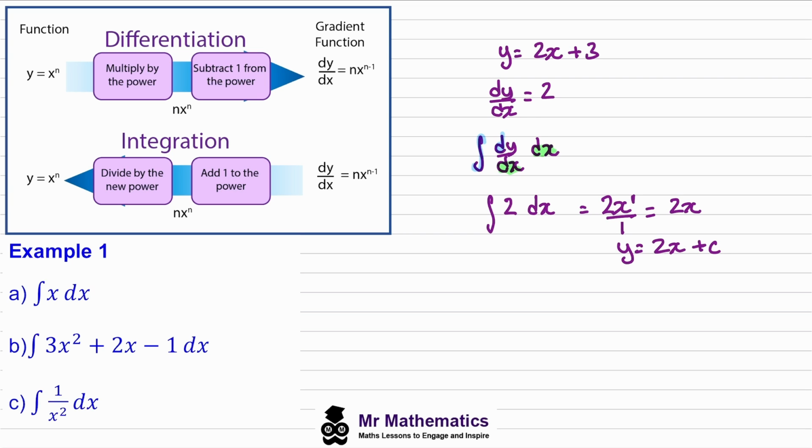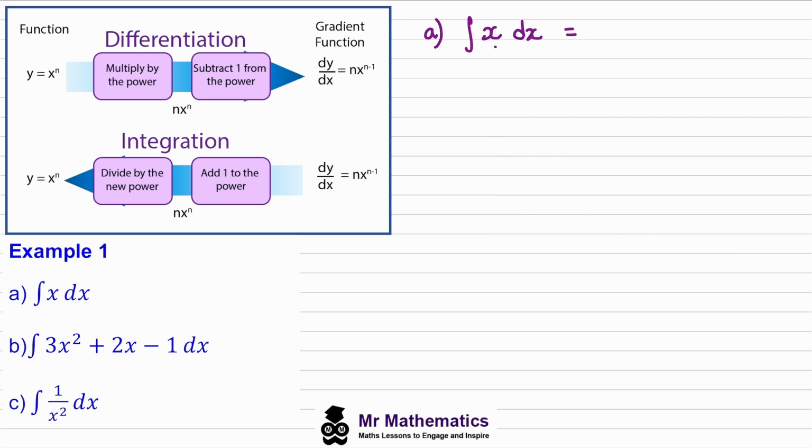Okay, so in examples A, B, and C, we're going to work out each of these integrals. Question A, this is currently x to the 1, so we'll add 1 to this power, and we get x squared. Then we'll divide by the new power of 2, and we'll add on a constant of integration. So a half x squared plus c would be the integral of x dx.